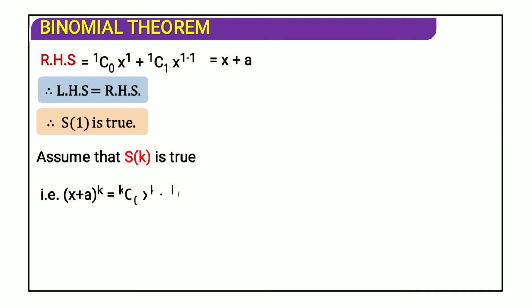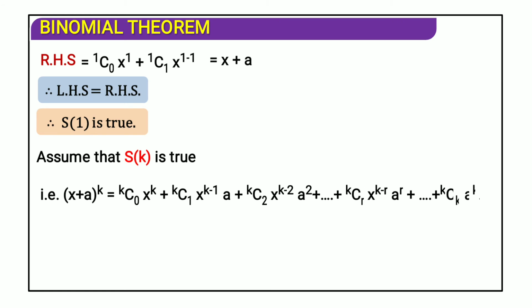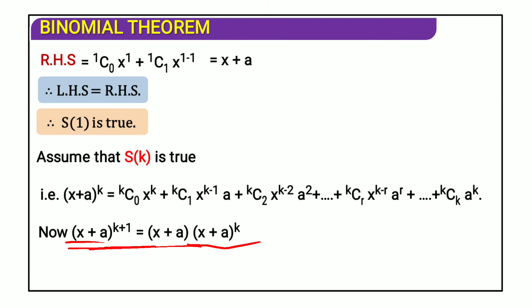We'll write the same thing, just replace every n by k. This is nothing but simple PMI, principle of mathematical induction. Then now we have to prove this particular result by ourselves.